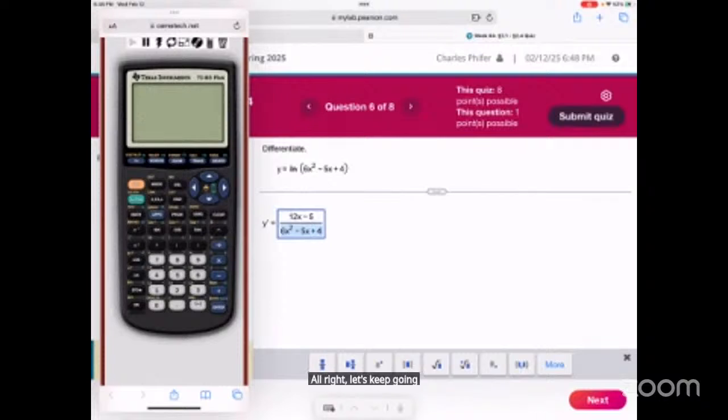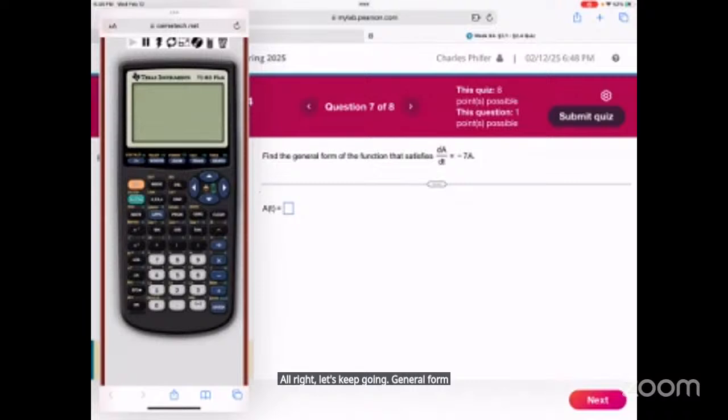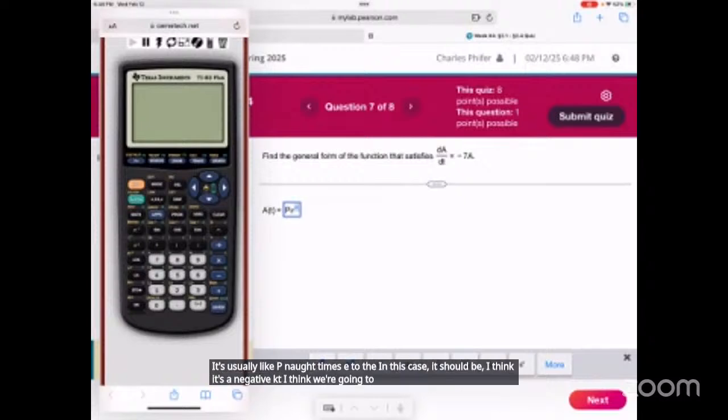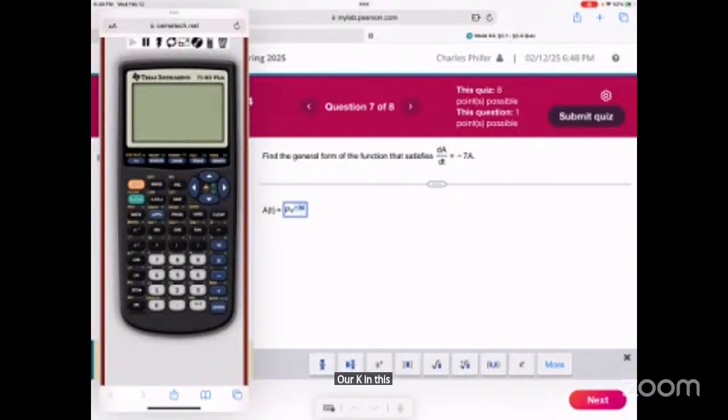General form is basically PERT. Usually that's our R. Let me think. General form. It's usually like P naught times e to the, in this case, it should be, I think it's a negative kt. I think we're gonna get this one wrong. Our k in this case looks like it's, is it 7 or is it -7?